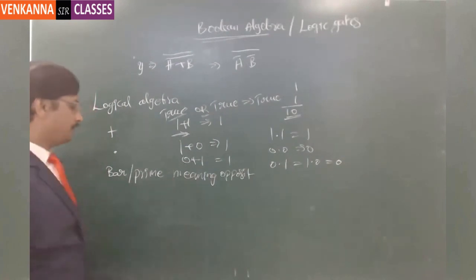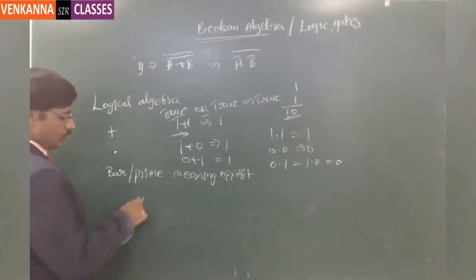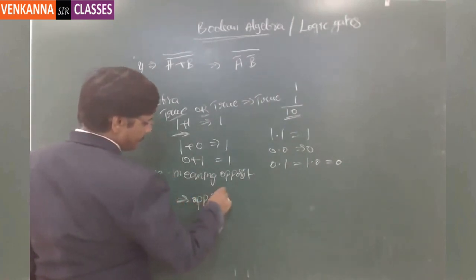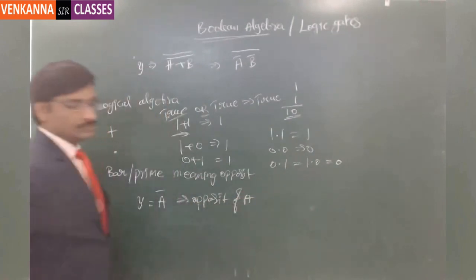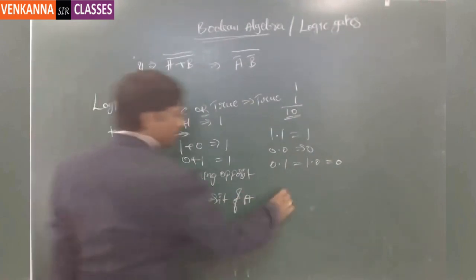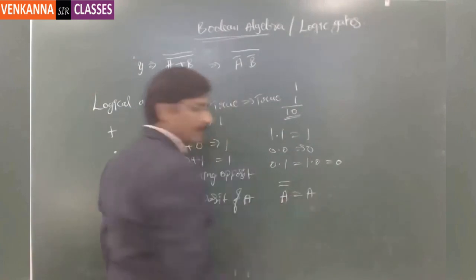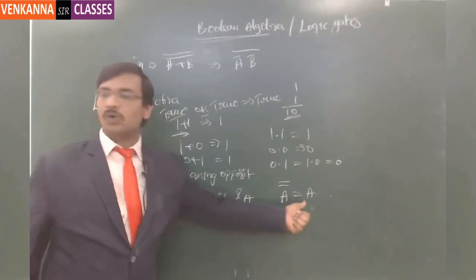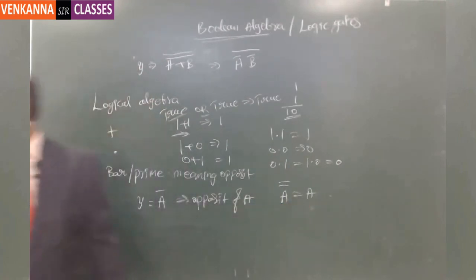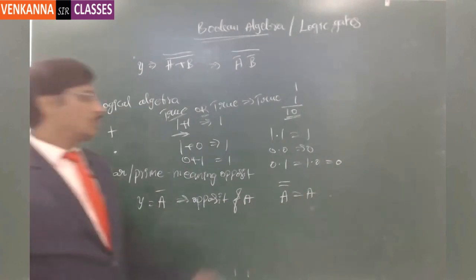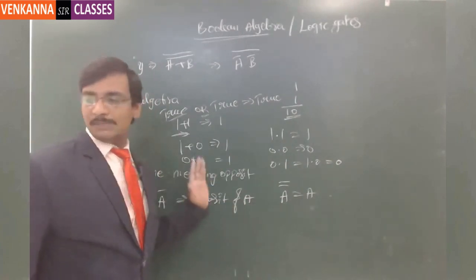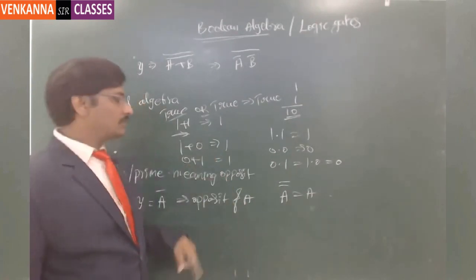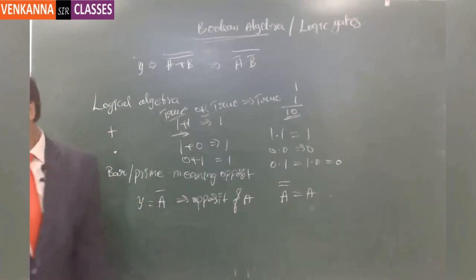Got it? And then bar. Suppose y is equal to a bar, the opposite of a. So a bar whole bar is equal to a. Why? Because the opposite of the opposite is again the original. So a bar whole bar equal to a. Got it? These are the basic symbols we are going to use. And then there are certain basic theorems also. Those theorems I will discuss. First you note down this.